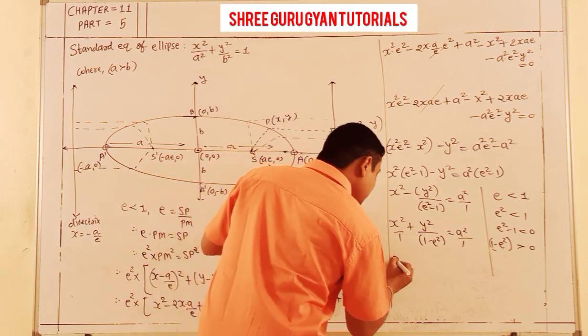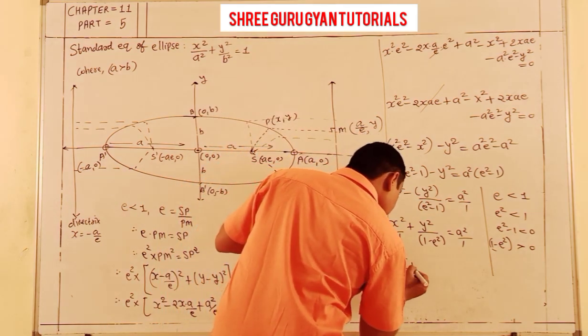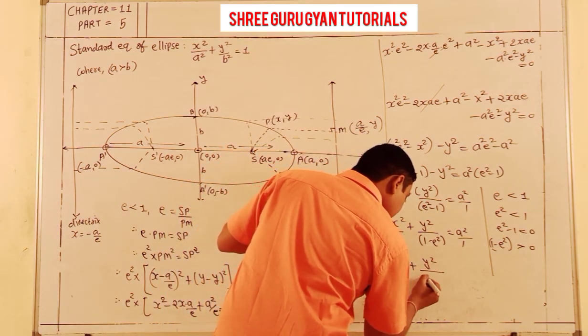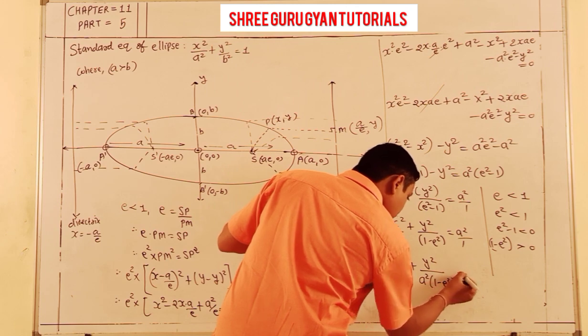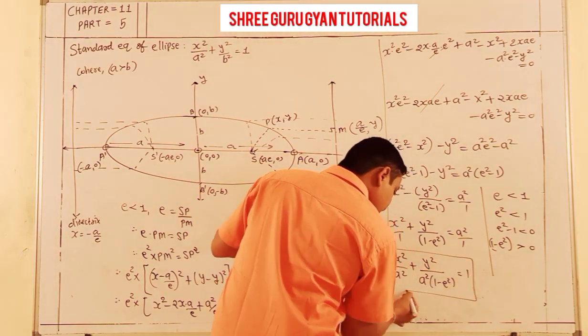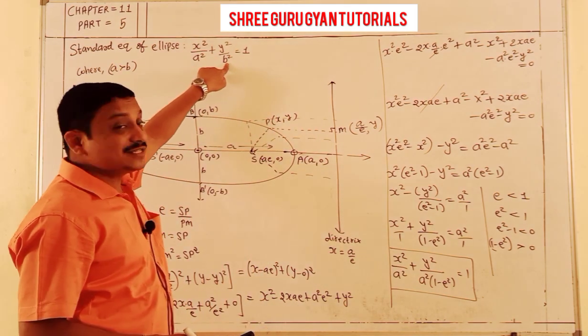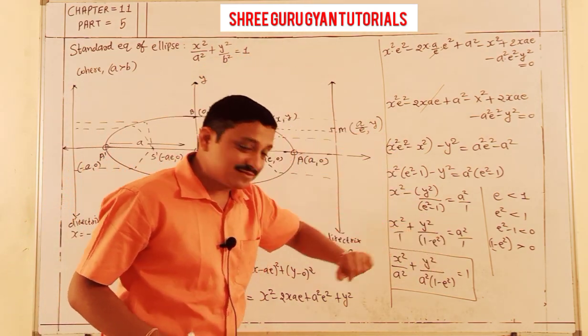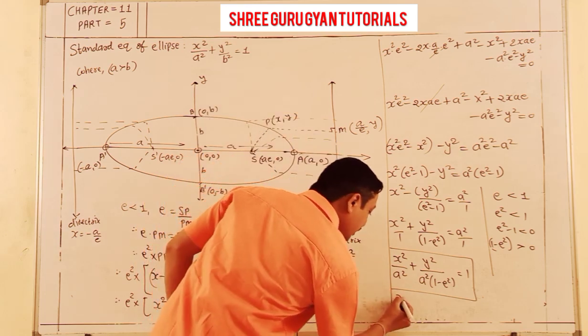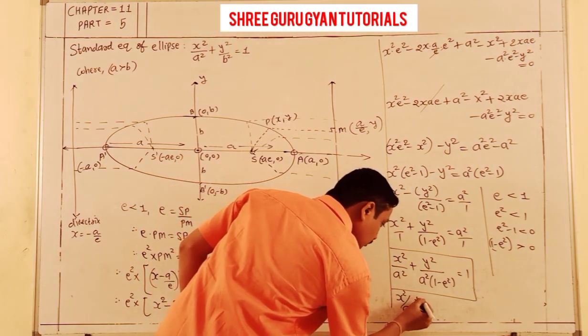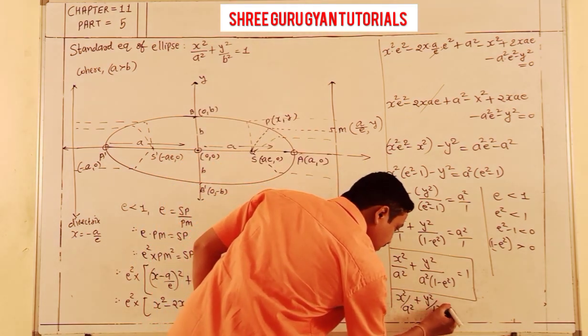So x square by a square, y square by a square, here 1. Here just check this and that, same. Only b square is replaced in place of that. So I just write down x square by a square plus y square by b square is equal to 1.